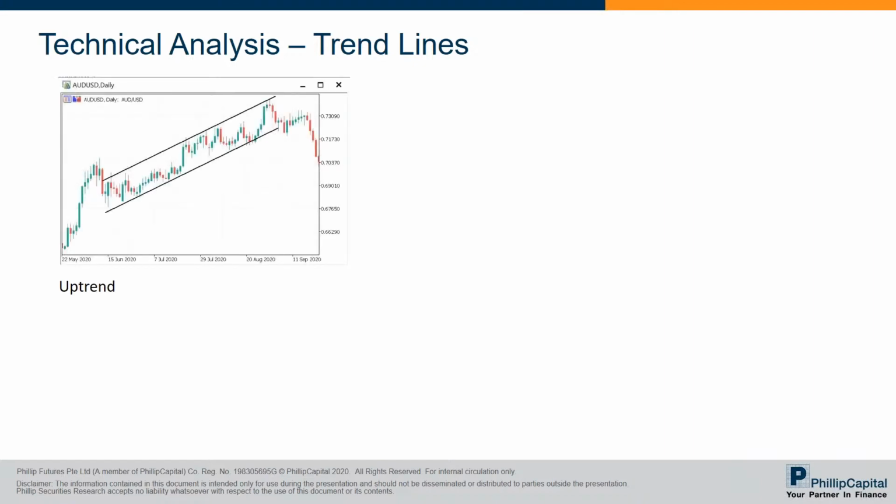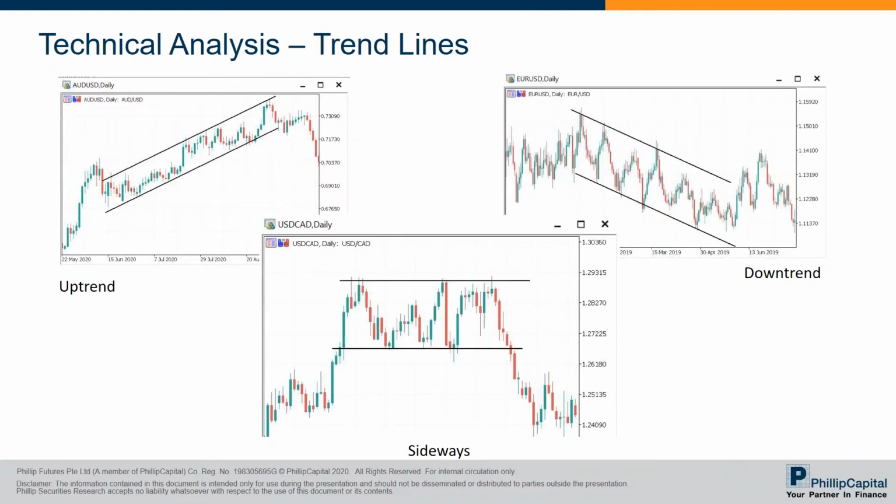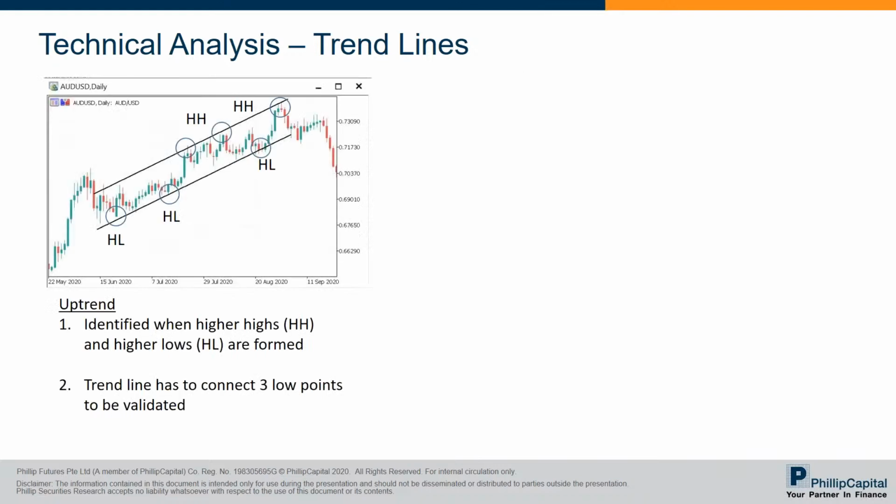So let's talk about trends. When you look at a chart, there are a few types of trends: uptrend, downtrend, and a sideways trend. So how do you identify a trend? For an uptrend, you try to identify higher highs. So let's say here the higher highs, you see a few, draw a line. Higher lows, you draw a line. So from here you can see a channel, and it is clearly an uptrend. Normally the benchmark would be to connect 3 points to validate a trend.